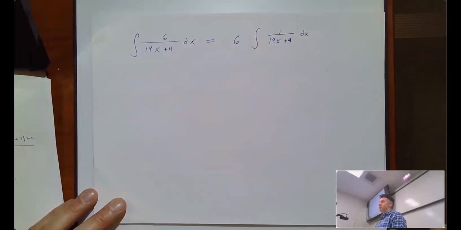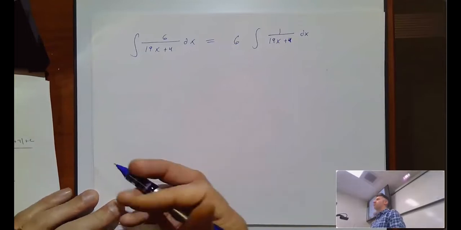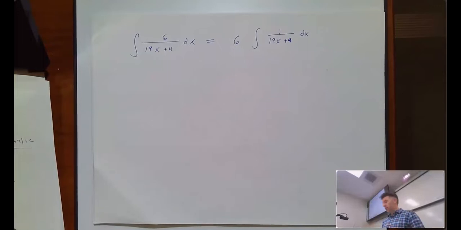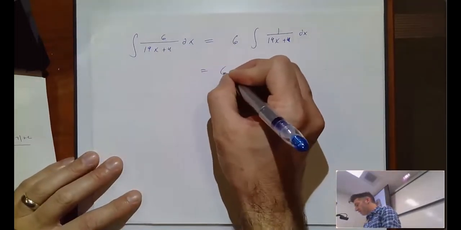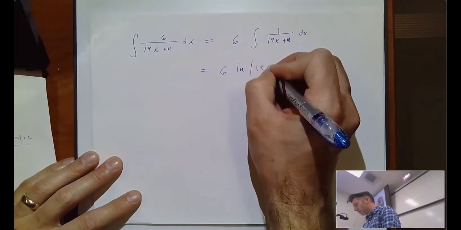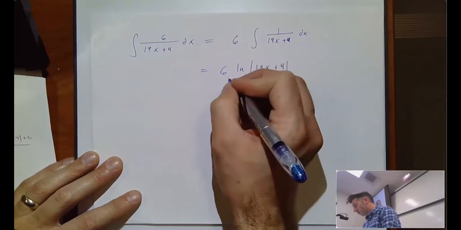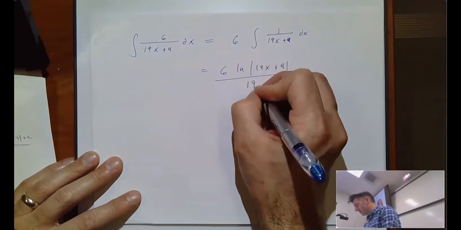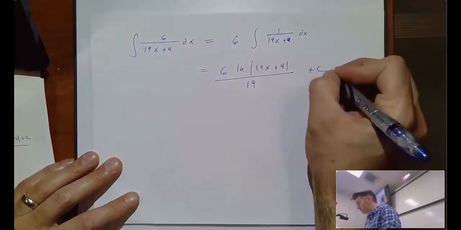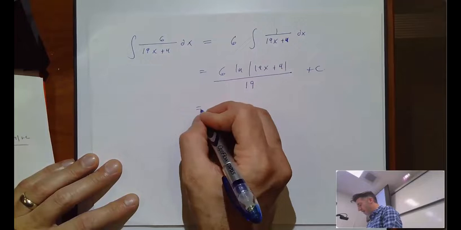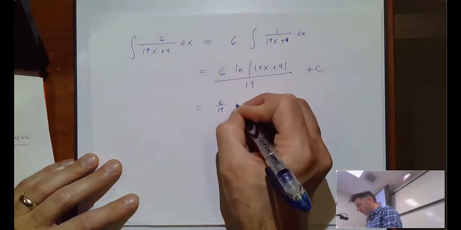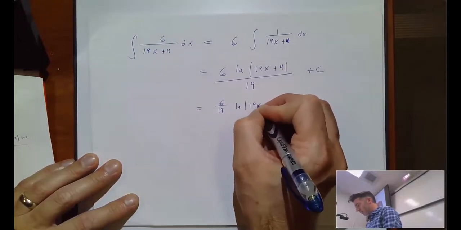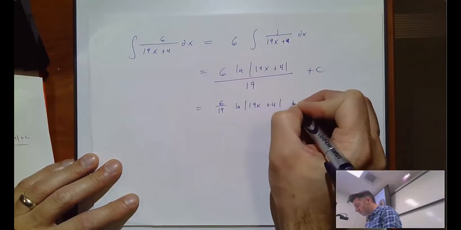Technically, if you wanted to get really kind of weird about it, you could pull out a 1 over 19 as well and make the bottom like x plus 4/19, but you don't really want to do that. No one's asking you to do that. Pull out the easy things. Don't try and make it more complicated. So then, if I integrate this, I'm going to get the natural log of the absolute value of 19x plus 4, of course, divided by 19 plus c. Or maybe rewriting it 6 over 19 times the natural log of the absolute value of 19x plus 4 plus c.